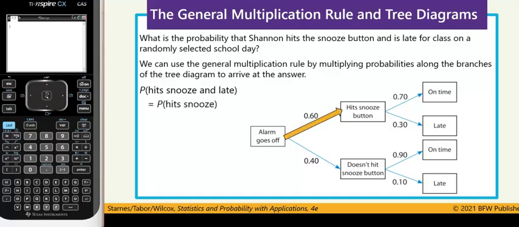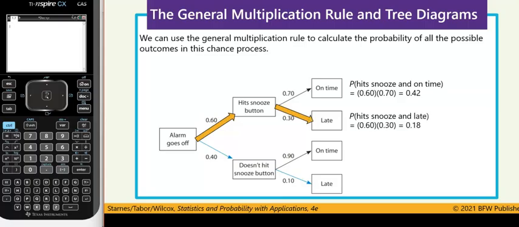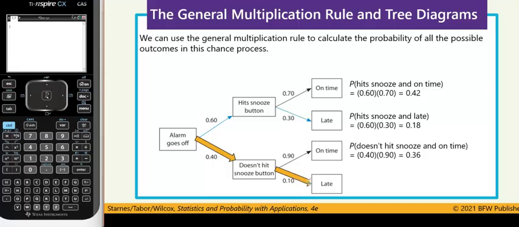This is nice. Okay, so if you want to say probability of hit snooze and being late, you have to multiply those two probabilities, right? So what's the chance of hitting snooze and being late? You multiply 0.6 times 0.3 to get 18% chance. So to get the end of the branch, you just multiply. If you want hit snooze and on time, you multiply those two branches to get 42%. If you want not hitting snooze and on time, you multiply those two branches, get 0.36. And finally, the last possibility is not hitting snooze and being late.